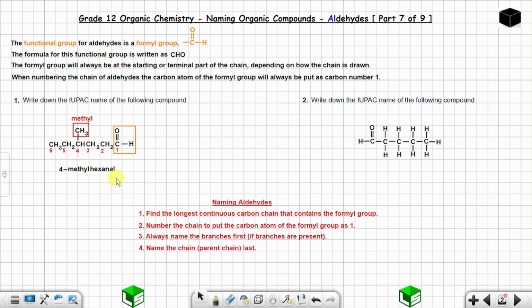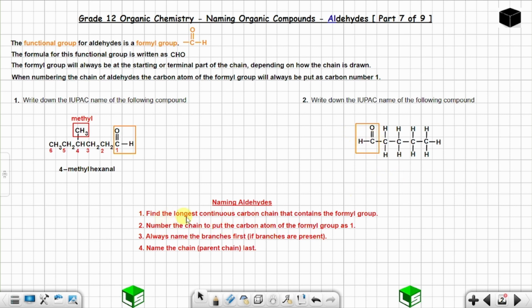Now, we are done with example number 1. Let's see example number 2. Write down the IUPAC name of the following compound. We are going to use the IUPAC system to name the following compound. As always, find the longest continuous carbon chain that contains the formyl group. The formyl group is the functional group for aldehydes. So this is the formyl group, right? This part. Now you know that this is an aldehyde because of this.